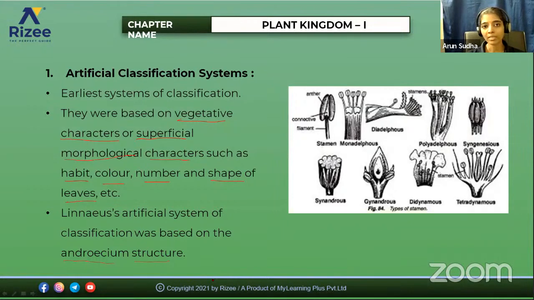But in all the other ways, the plants may be different. So only one factor was taken into consideration in the case of the artificial classification system. But before that, there was not a proper classification system, so some character was taken into account for classifying.